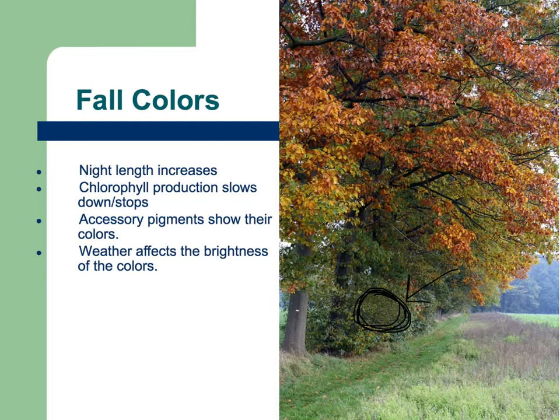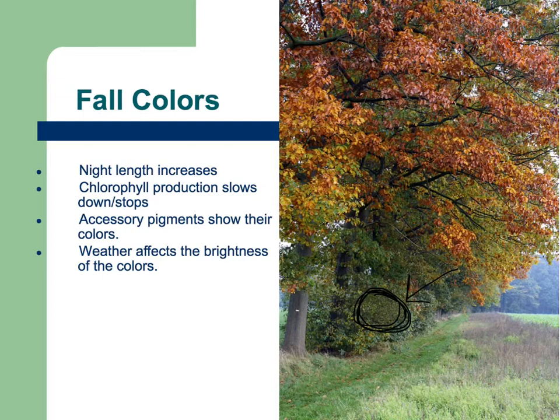Okay. As the seasons change, the night lengthens. It doesn't always depend as much on temperature, but temperature does play a factor, slowing processes down. So as the night length increases, this triggers an effect in the tree to slow down the production of chlorophyll A and chlorophyll B. Then the accessory pigments that are inside the leaf actually start to show their colors.